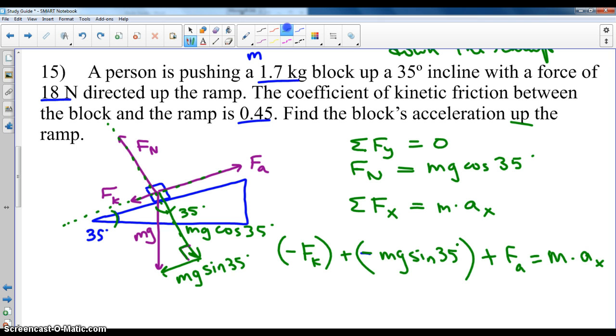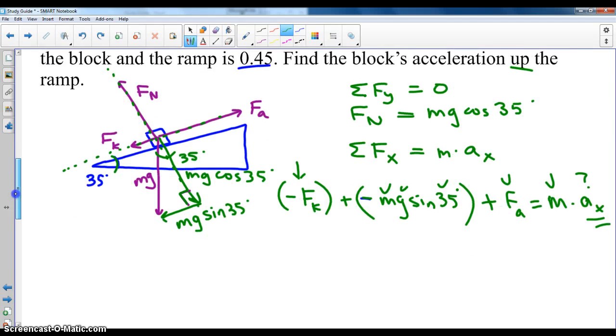Right. Now, the x acceleration is the unknown. We know mass. We know the applied force, it's 18. We know m, that's 1.7. g we know. 35 is known. All we need to find before we solve for acceleration is Fk.